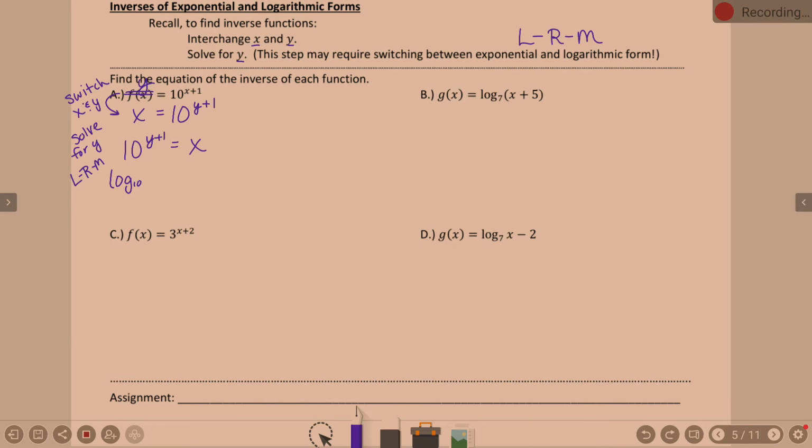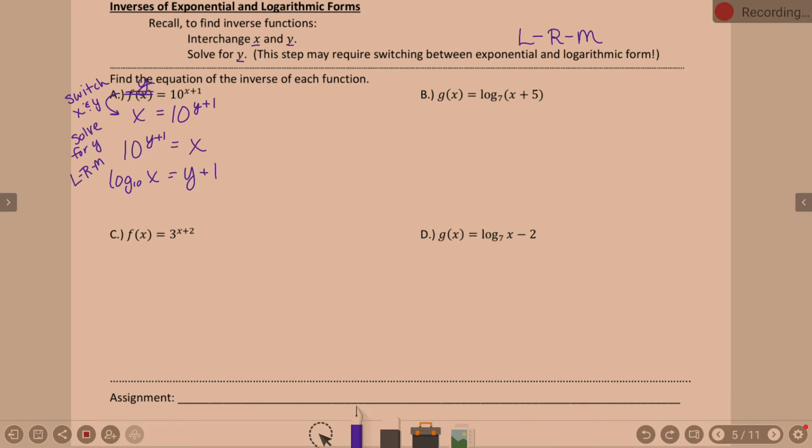So I'm going to flip-flop these. x is going to now become my middle, and y plus 1 is going to become my right. So my base of 10 stayed. The location of the other two pieces flipped. Are you okay with what we did there? Sure.